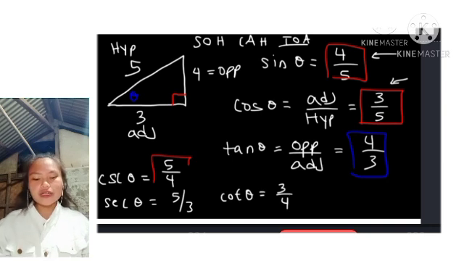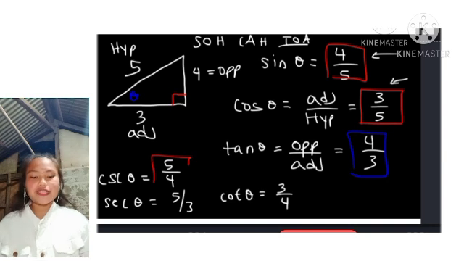Cotangent is the reciprocal of tangent. So if the tangent is 4 over 3, cotangent is going to be 3 over 4. And that's how you can find the values of the six trigonometric functions.